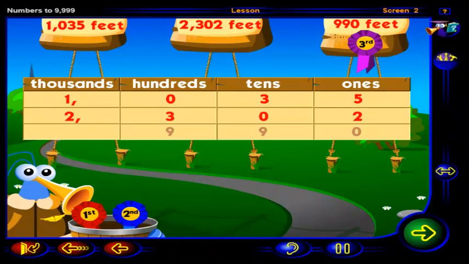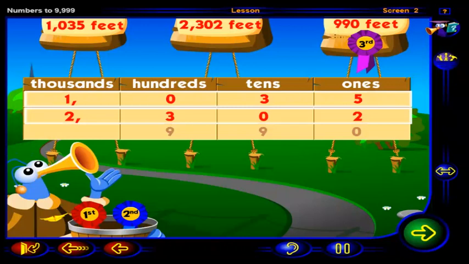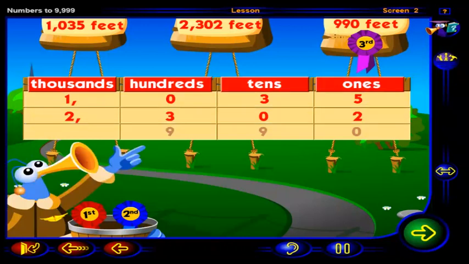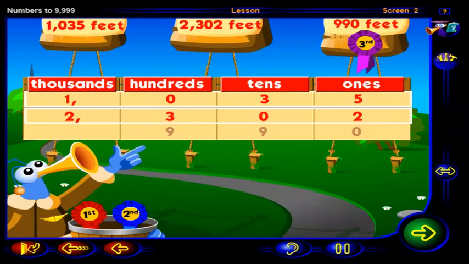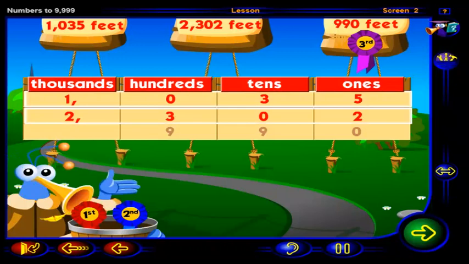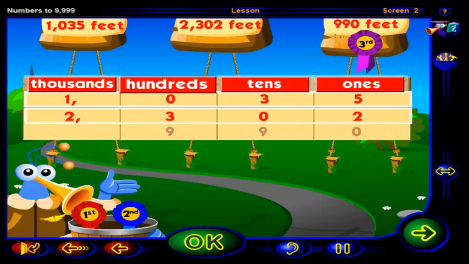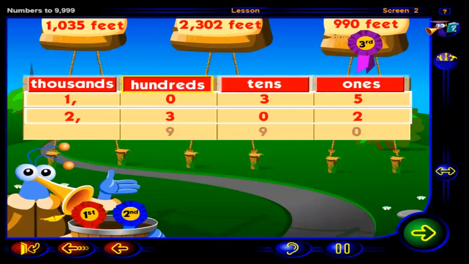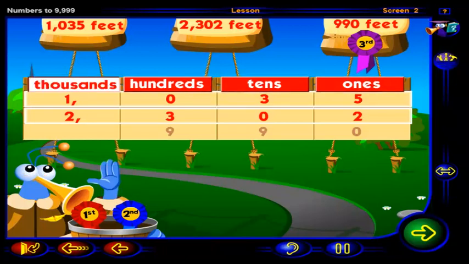Now, to decide which balloon gets first prize and which gets second prize, we need to decide which of these numbers is greater. Which place would you use to compare these two numbers? Click on a place, and when you're done, click OK. That's not right. Try again. That's it. You use the thousands place to compare these two numbers.